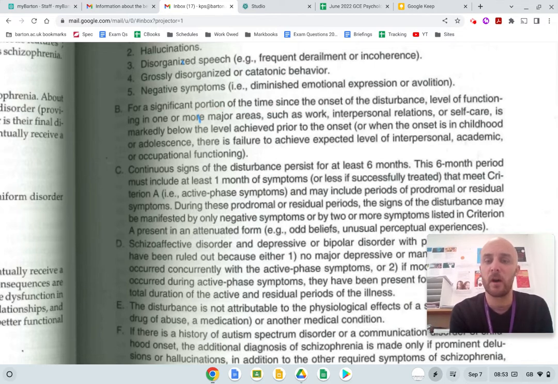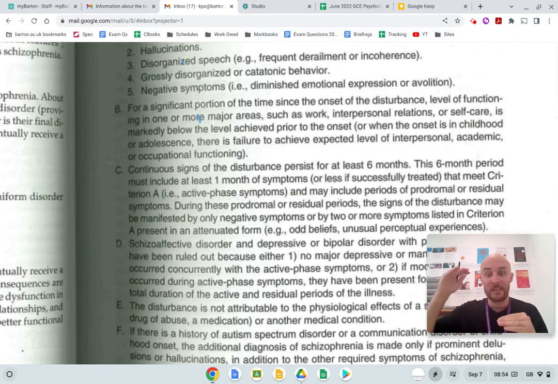For a significant portion of time, the level of functioning in one or more areas needs to be below what it was before the schizophrenia. So either your work needs to have suffered, your personal relationships need to have suffered, or your hygiene needs to have suffered. Now, that's quite contentious, because if you have hallucinations, delusions, disorganized speech, and you clearly have schizophrenia, but you are a resilient individual and you think, right, I don't know what's going on here, but I'm going to keep going, and you don't actually drop your level of hygiene, you don't drop your level of interpersonal relations, you will not get diagnosed with schizophrenia.